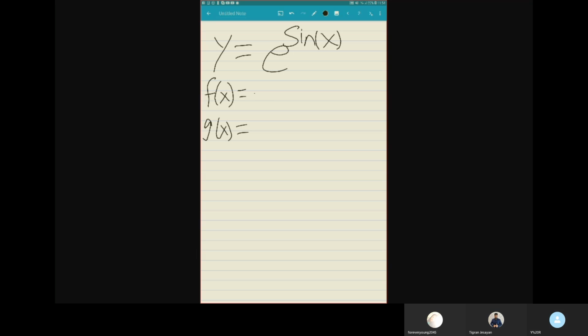It's e to the power g(x), right? And then what is g(x)? g(x) is sine x. So on the basis of that one, we can find f bar x, and then g bar x. f bar x stays the same, e to the power g(x).